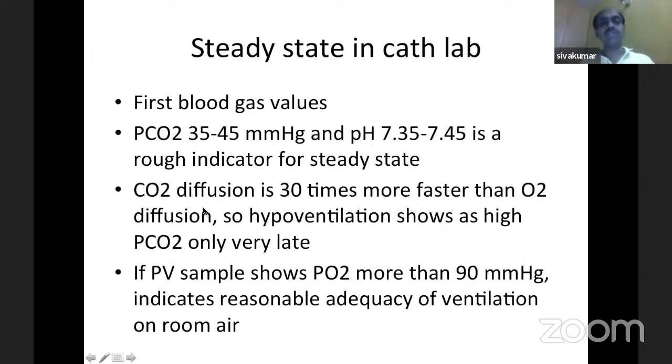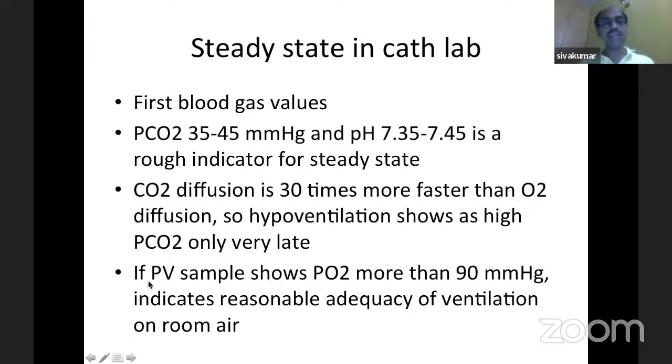But we need to remember that carbon dioxide diffusion is 30 times faster than oxygen diffusion. And so hypoventilation initially will not show up on carbon dioxide. Early hypoventilation will only affect oxygen. And only when the hypoventilation goes beyond a point will PCO2 start rising.